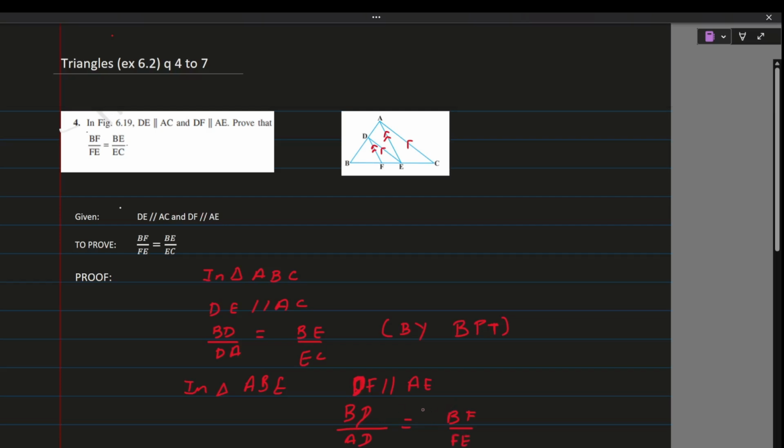If you look at these two equations, let's say it's 1 and 2, BD by AD is equal to BE by EC, and BD by AD is also equal to BF by FE. From here, we can say that BE by EC will be equal to BF by FE. Hence, it is proved.